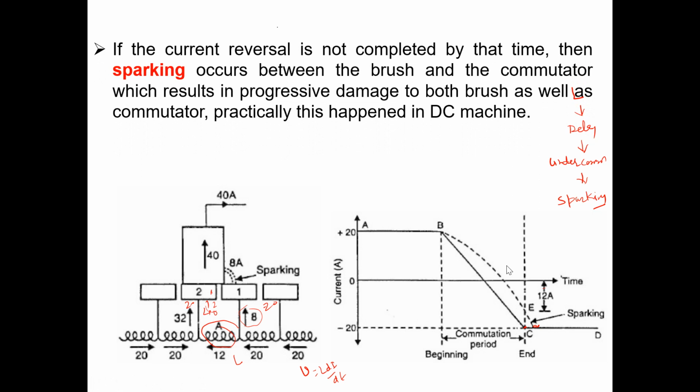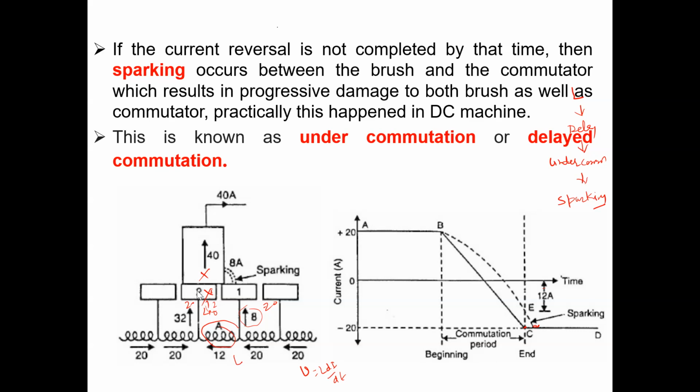If the current reversal is not completed by the time, then sparking occurs between the brushes and commutator, which results in progressive damage to both. That means it is harmful for both: this brush, this commutator segment, as well as this brush. Practically this happens in a DC machine, and there will be a little bit of sparking in a DC machine. This is known as under commutation or delay commutation. That means this process of shifting of this characteristic from this point to this point is known as under commutation or delay commutation.